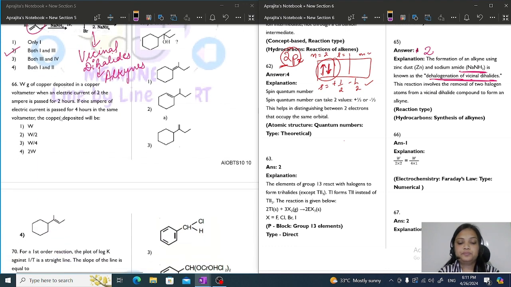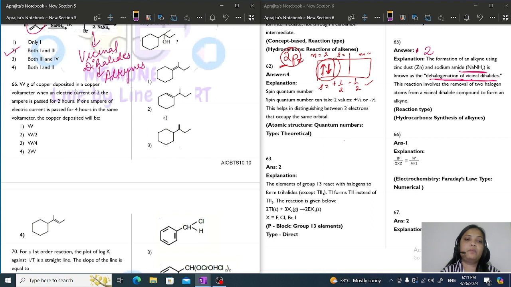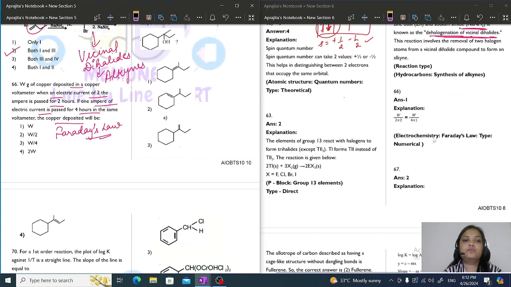Okay, next: W grams of copper is deposited in a copper voltameter when an electric current of 2 ampere is passed for 2 hours. If 1 ampere of current is passed for 4 hours in the same voltameter, the copper deposited would be? Here we can apply Faraday's law. According to that, we all know that the amount of substance deposited or liberated at any electrode is directly proportional to the amount of electricity passed through it.